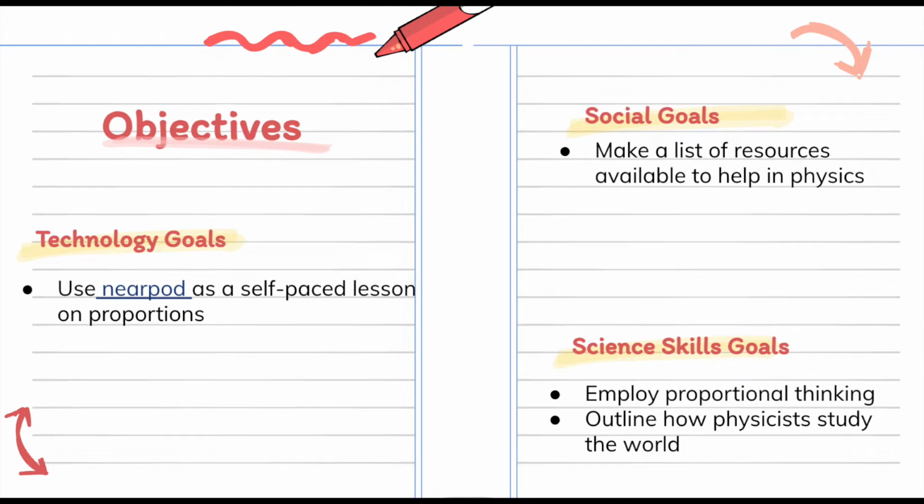Today's big goals are to figure out how proportional reasoning works and outline how physicists study the world. We're going to be using Nearpod to do this, so all the things you need for this lesson are embedded in this Nearpod. And at the end of class, we'll make a list of resources available to help you in physics.